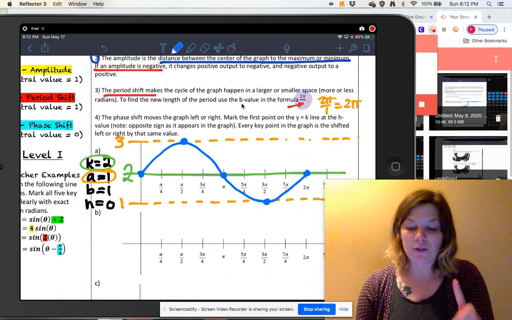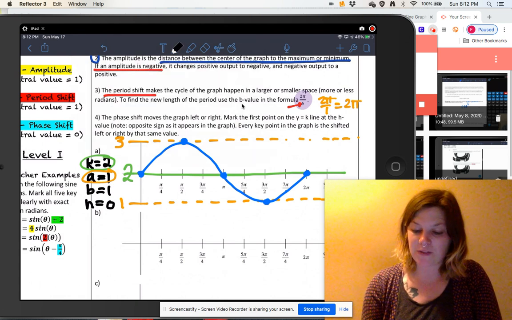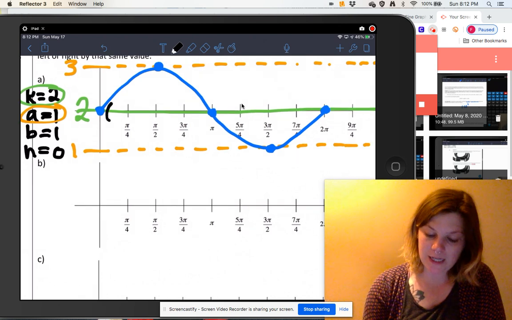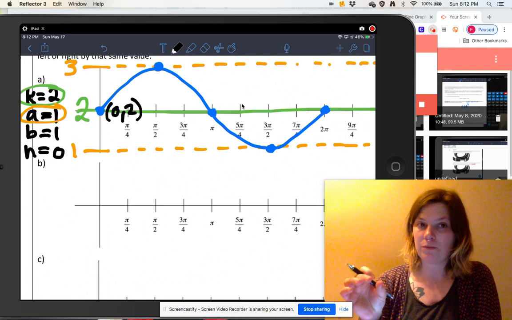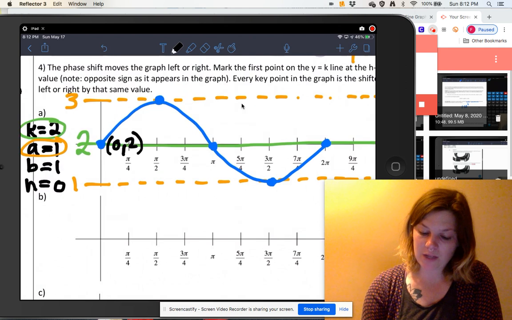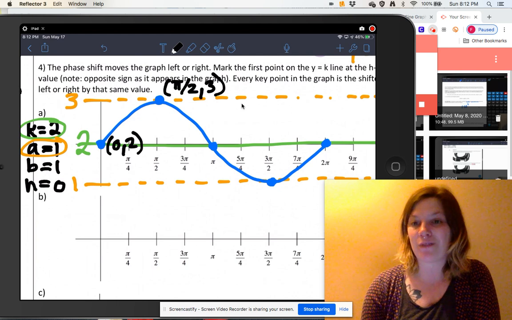So what I want you to do in order to get full credit for these graphs is I want you to mark the points. So this first point is at (0, 2). The angle is 0. The y value is 2. Here we have an angle of pi over 2. And our y value is 3. Our sine value is 3.